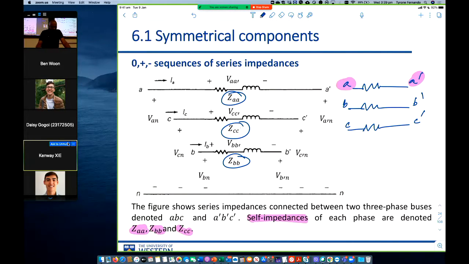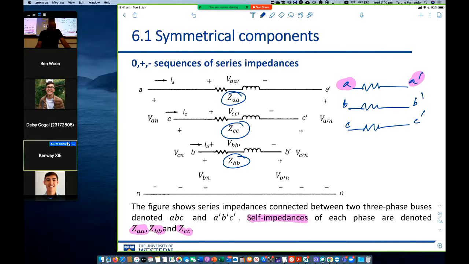Zero, positive and negative sequence impedances of series impedances is what we are going to look at. So you have line A and A dash, points A and A dash, and you have a series impedance ZAA. You have point C and C dash, and you have an impedance ZCC between them. You have the points B and B dash, and you have a series impedance ZBB between the 2 points.